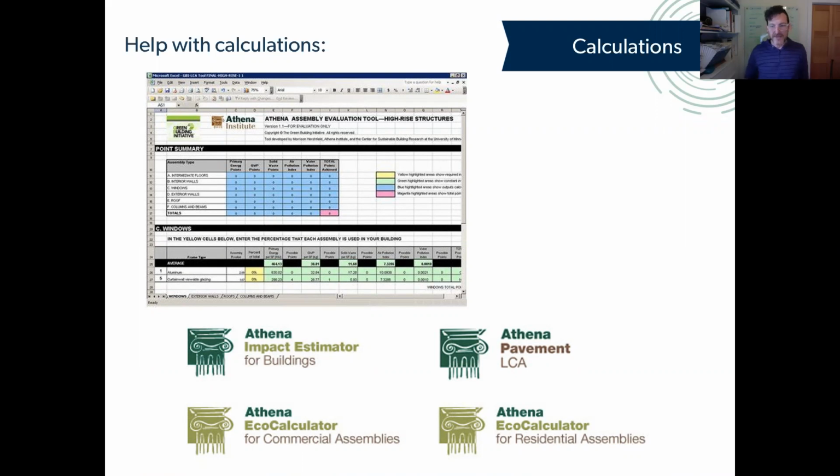The Athena suite of tools can be really good too. They have an eco calculator for residential assemblies. So they've pre-built a lot of standard residential assemblies here, and same as with the Builders for Climate Action one, you can put your building dimensions in and get some pretty great feedback from Athena.